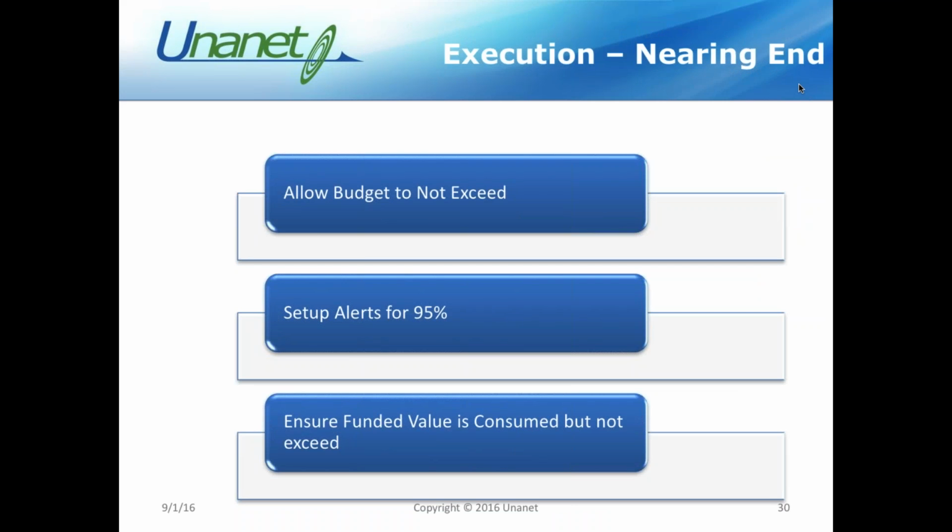We're going to go back and set up our alerts to be from 75% to 95% to really narrow down the triggering points and say we're almost at the end there, to make sure that we're using up all the funds, all of our allocations, all of our resources in the labor categories, but we're not going over. And then ensuring that funded value is consumed, but again, not exceeded, which is what I just said.